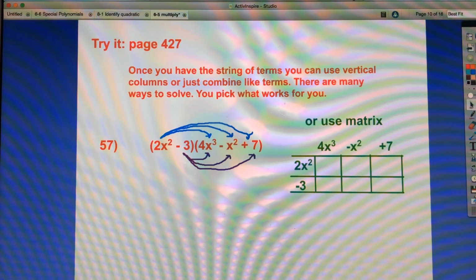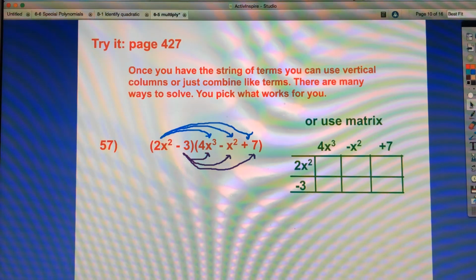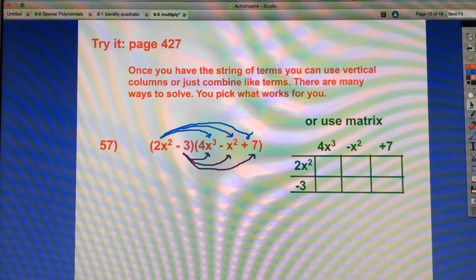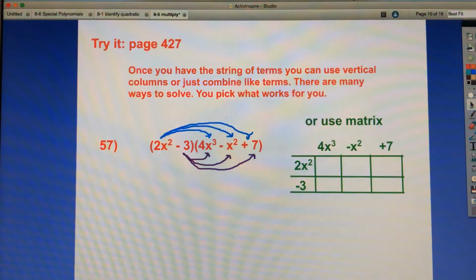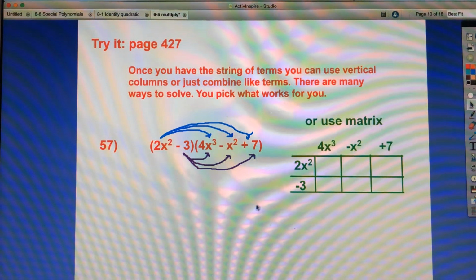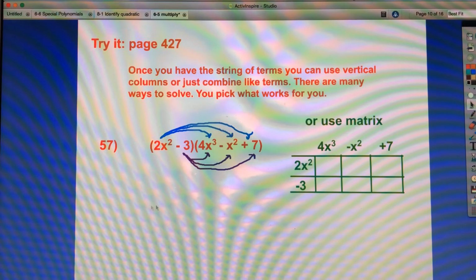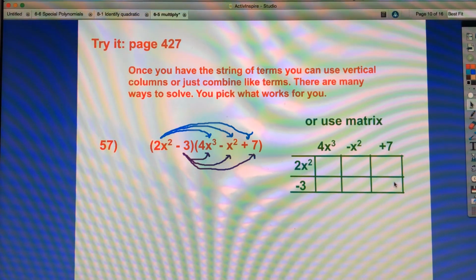Here's an example for you to try. I want to leave it up for a moment. Once you have the string of terms, you can use vertical columns, or you can just combine like terms. There are many ways to solve this. You pick what works for you. I suggest you hit pause and you take a moment to record this practice problem and do it whatever option you want. Go ahead and just do your multiple distribution or make your matrix. So pause.